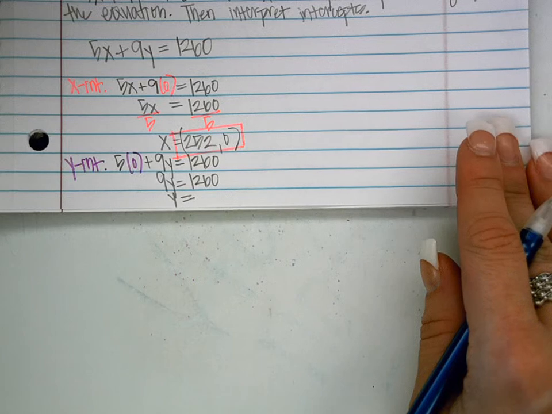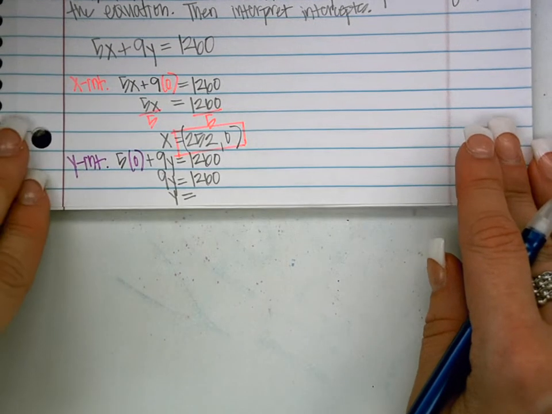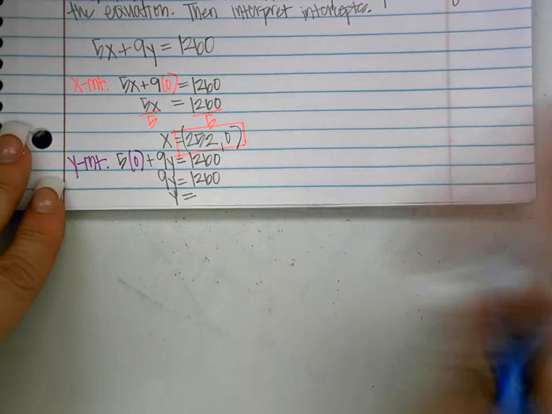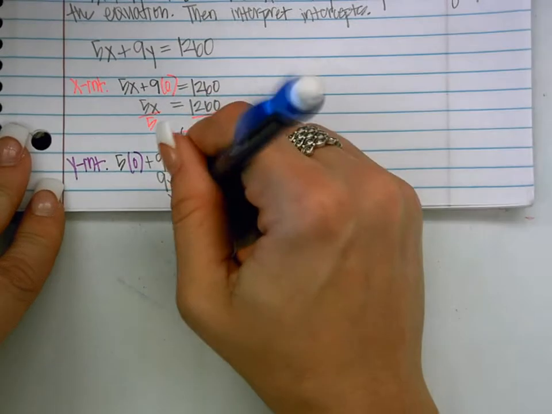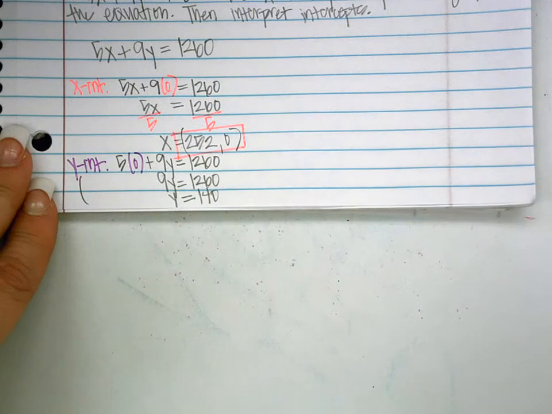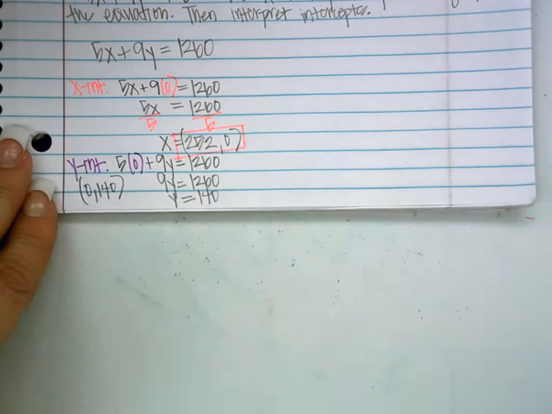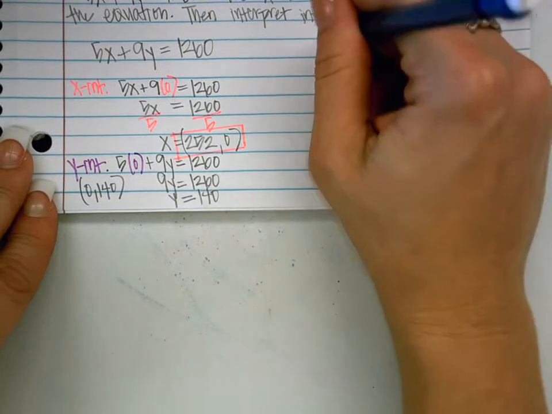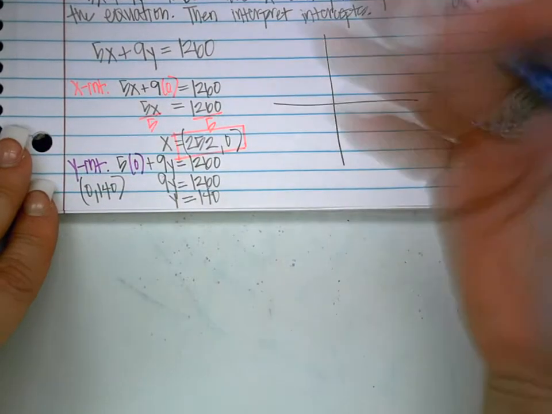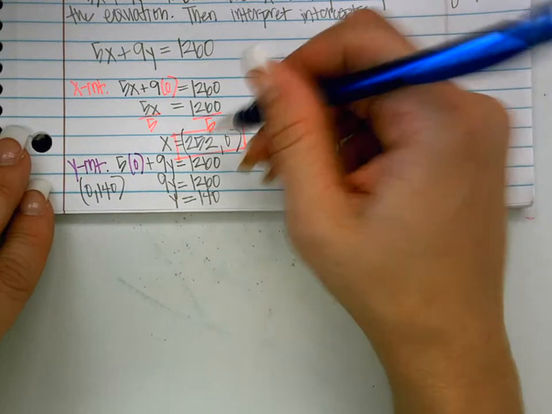We divide both sides by 9. What do we got for y? 340? 140. I was like, I don't think that works. 140? So my y-intercept would be what point? 0, comma 140. Okay. Now if I'm going to graph this, obviously I'm not going to write out 140 little spaces. I'm not going to write out 252 little spaces.